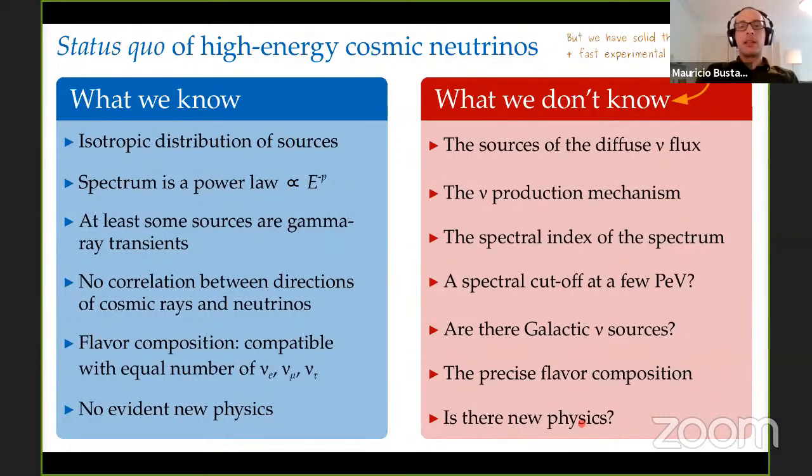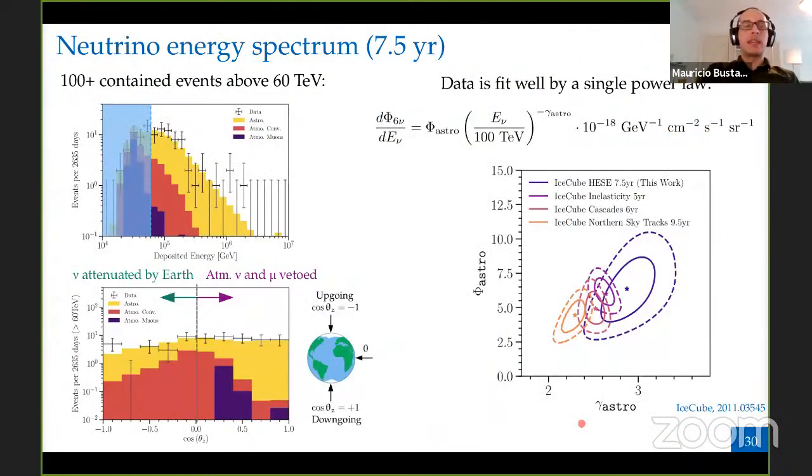So it's promising that we'll actually make progress in all of these aspects. So let me now just summarize what we know with the latest IceCube data set, which is 7.5 years of data. There's more than 100 contained events with energy above 60 TeV. What does that mean? As I said, contained events are neutrinos that interacted inside the 1 cubic kilometer of ice that makes up IceCube.